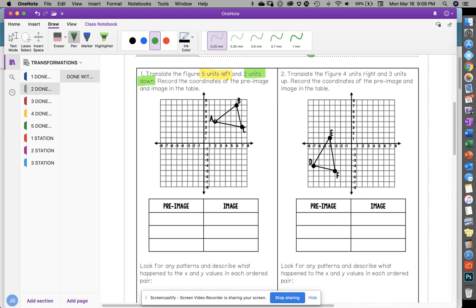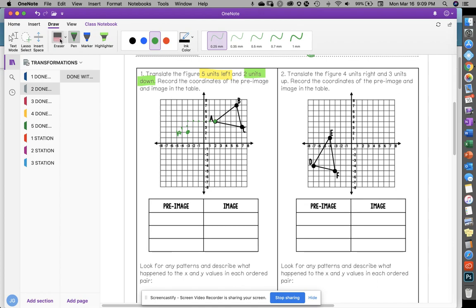So from this point, I am going to move 5 units left. Now, 5 units literally means 5 boxes of the graph paper. So we're going to say 1, 2, 3, 4, 5. All right, there's my 5 units. But notice I also have to do 2 units down. So that's 2 boxes down. 1, 2. So I'm going to put a dot here. This will now be my A prime.